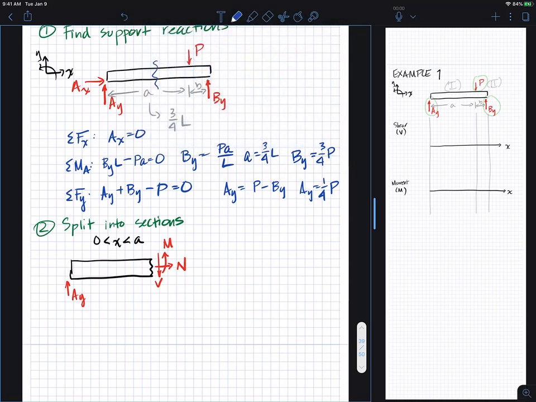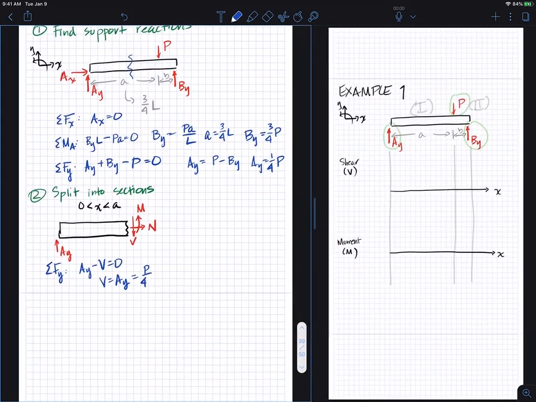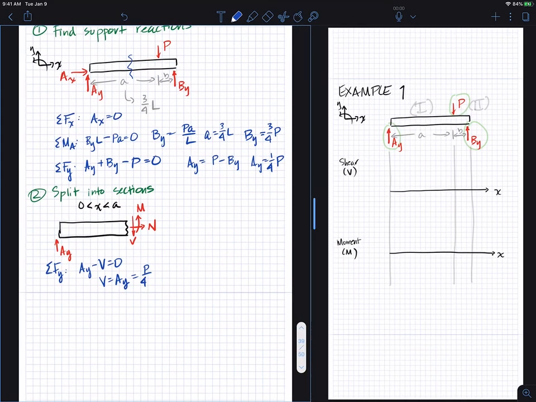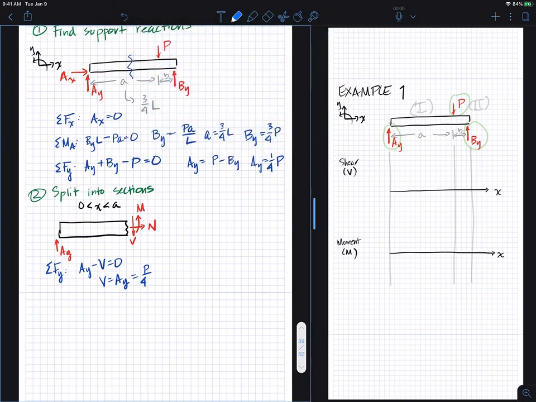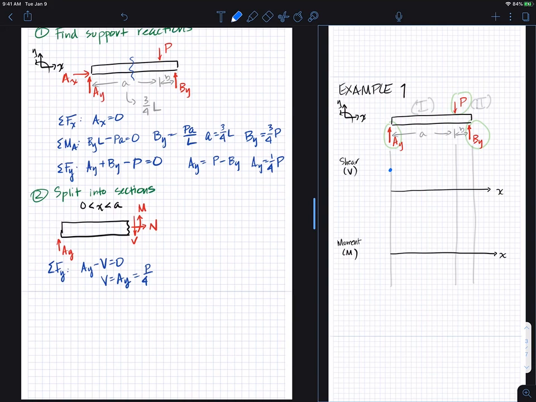So we're just starting with the shear first, so therefore sum of forces in the y, Ay minus V equals 0, V equals Ay. We've already established that Ay is equal to P over 4. So now it's a constant, right? So it's not going to change as a function of x, it's just a single number. And this is going to be true if I can draw on the shear diagram. I know that Ay, starting from this point here, is going to be P over 4, and this is going to be true along this whole length.